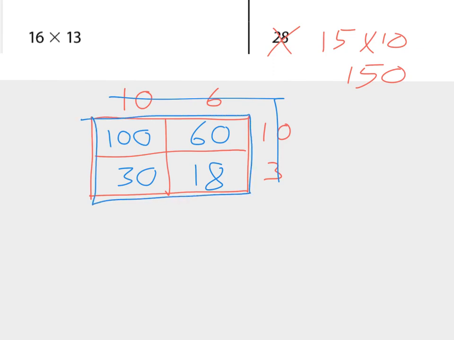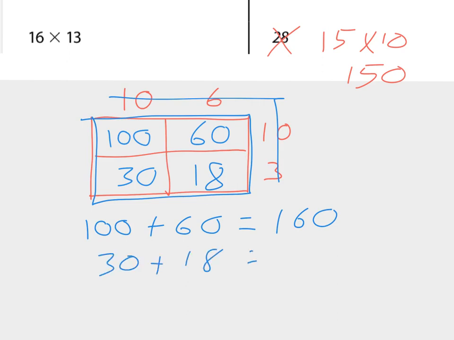So here's another difference from the lattice. You're basically going to take all your partial products and add those together. So 100 plus 60 equals 160, and 30 plus 18 equals 48. Your units place is 8. Your tens place is 10. Carry your 1 to your hundreds. Put your 0 in your tens place, and your hundreds place is 2. 208 is our product.